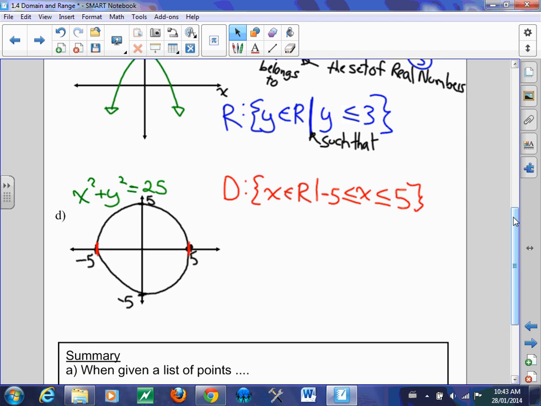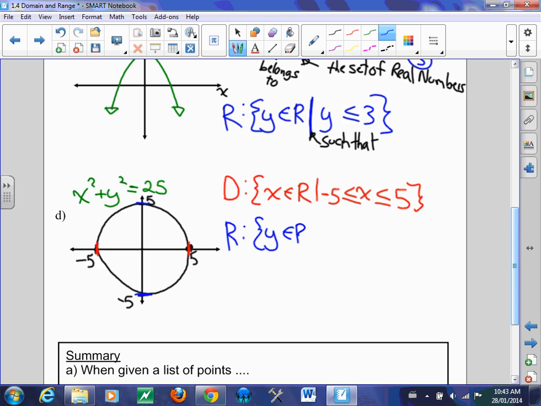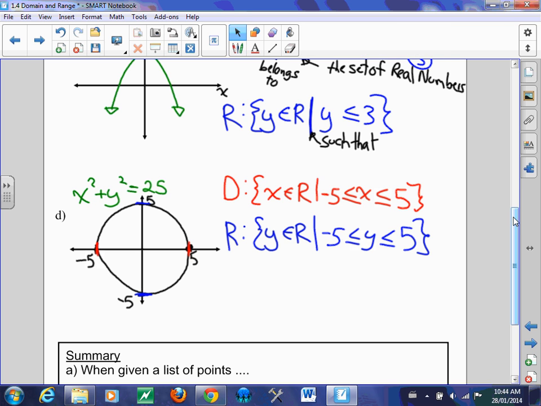All right. Now I deal with my range. How far down can I go? The maximum I go is -5. How far up can I go? The maximum is 5. So range is such that y belongs to a set of real numbers such that -5 is my minimum value, which has to be less than or equal to y, which has to be less than or equal to 5.